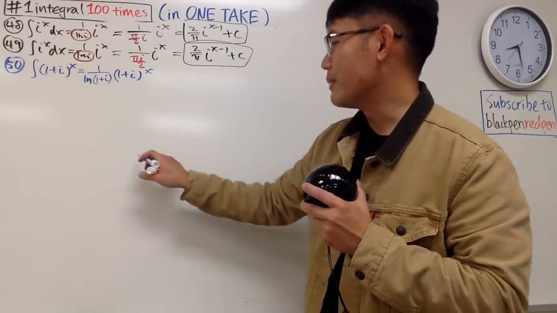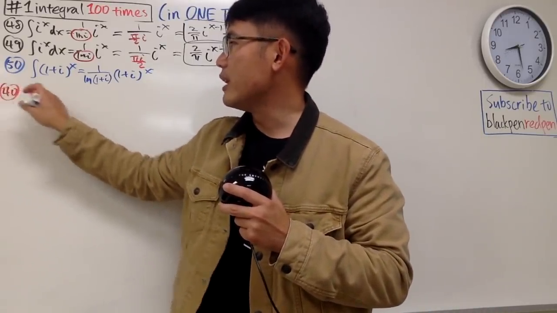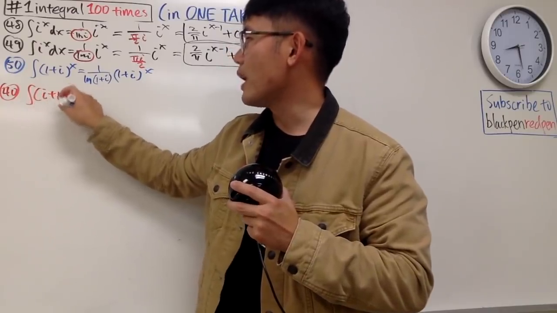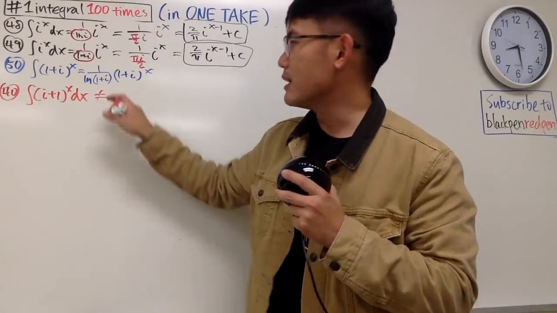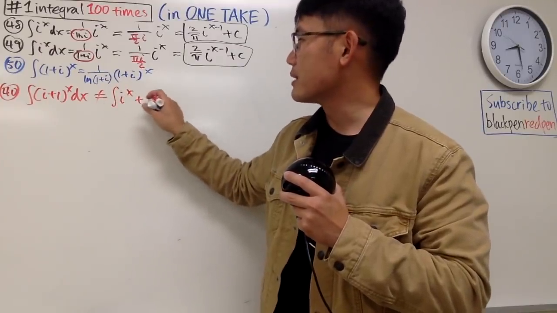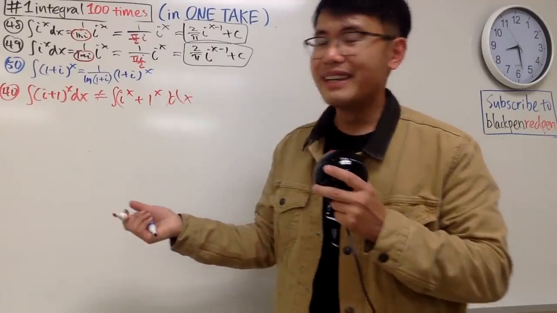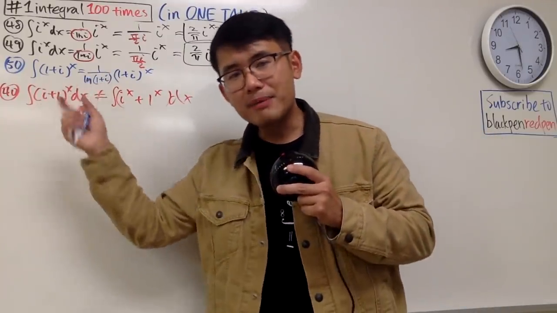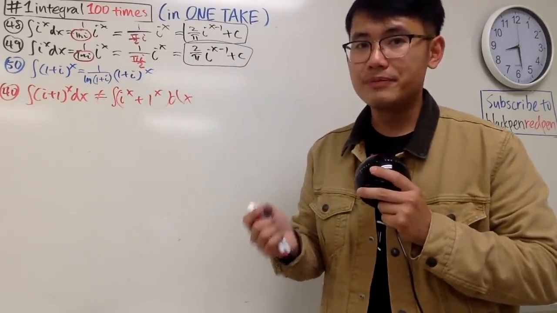So, I will just write this down for you guys just to be nice. Number 50, I have the integral of (1 plus i) to the x power dx. This is unfortunately not the same as the integral of i to the x power plus 1 to the x power dx, unfortunately. And of course, 1 plus i is the same as i plus 1. Anyway, this is actually what we have to do.